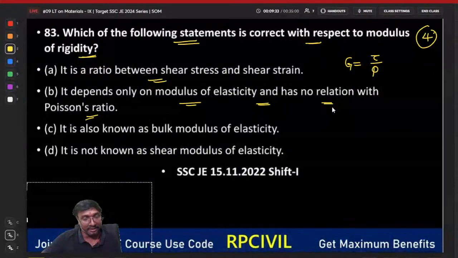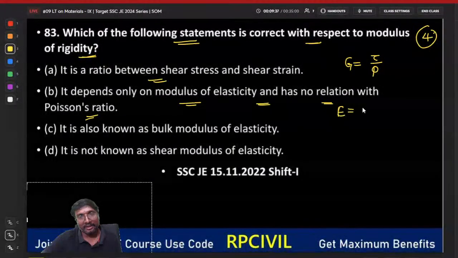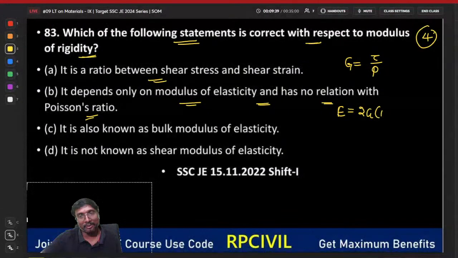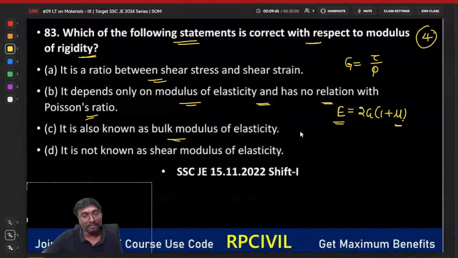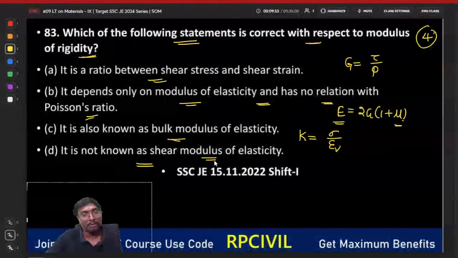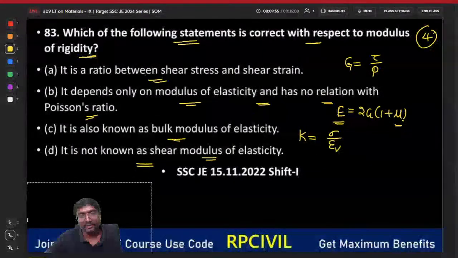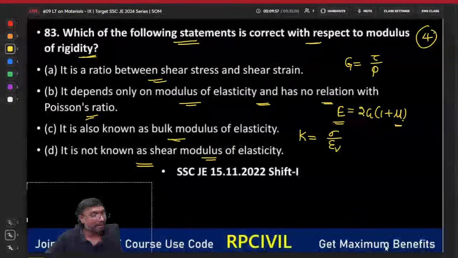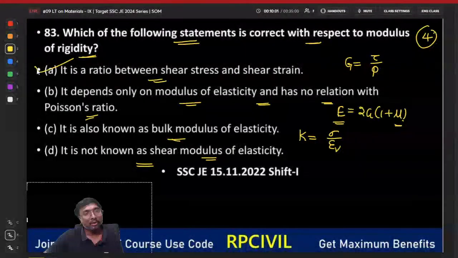What is it you can say with respect to this? E equals 2G into 1 plus mu. So we can express it in terms of E and Poisson's ratio also. It is also known as bulk modulus. Bulk modulus is different. What is bulk modulus? Bulk modulus is sigma by epsilon v. It is not known as the shear modulus of elasticity. How is it known? Only which one is matching?